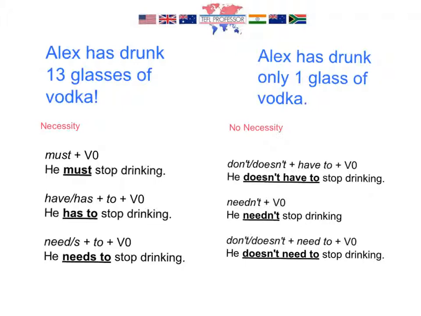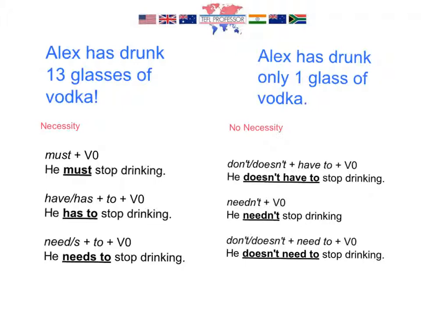Now, if he's taking it easy and Alex has drunk only 1 glass of vodka, then we have the no necessity. And no necessity is different from prohibition. Prohibition means that you can't do it, that there's a rule against it or it's really ill-advised. No necessity means the choice is up to you, right? He's only had 1 glass of vodka. Strong Russian guy can have a lot more than that. He doesn't have to stop drinking. He needn't stop drinking, or he doesn't need to stop drinking, right?